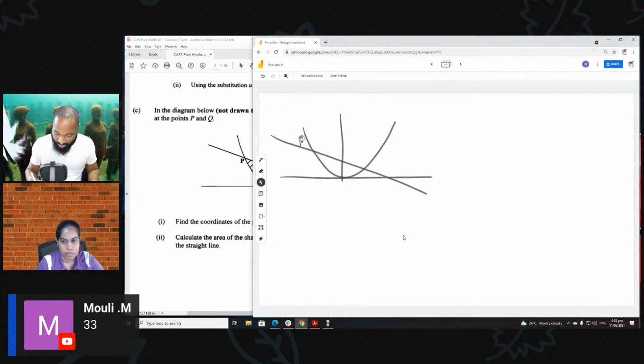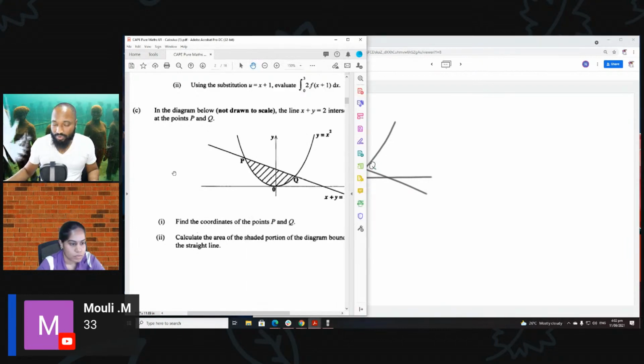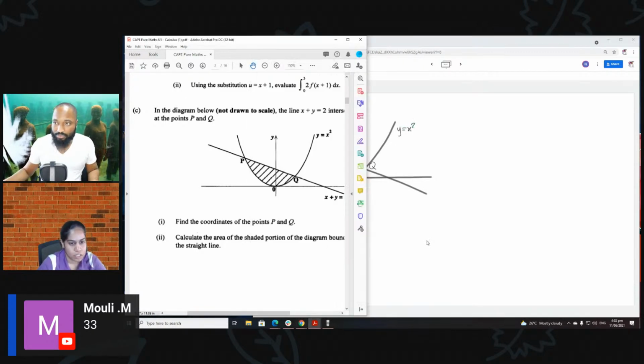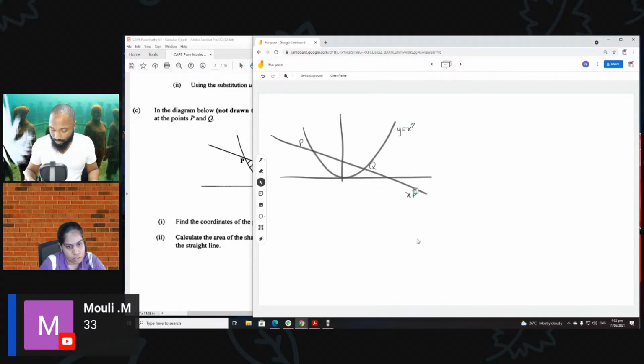We have P, we have Q. Yes, Y is equal. Yeah, so I guess you can take it from here. Right, so the area of the shaded region is this area here. It's this area here that we're trying to find.